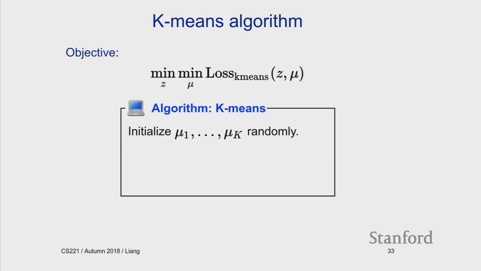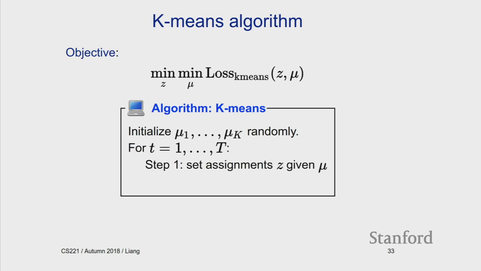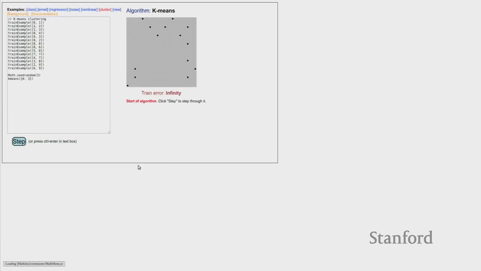Okay, so the whole algorithm is: you initialize the centroids, you set the assignments given the centroids, and then you set the centroids given the assignments, and you keep on iterating. Okay, that's it. So let me show you a quick demo of what this looks like.